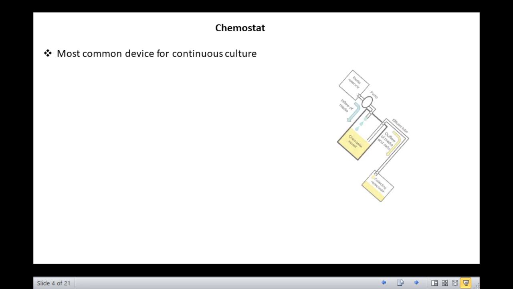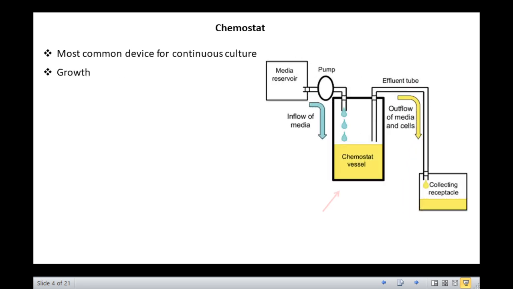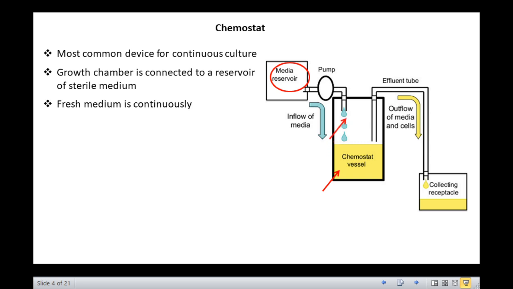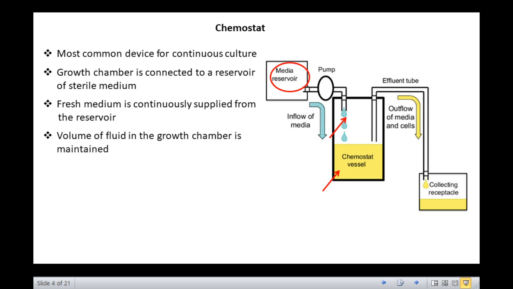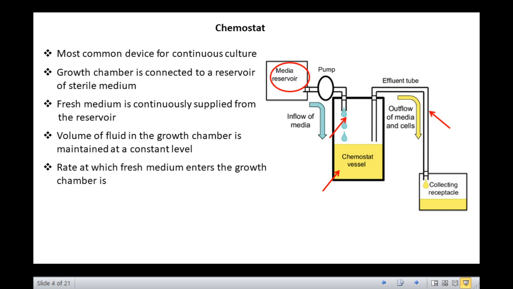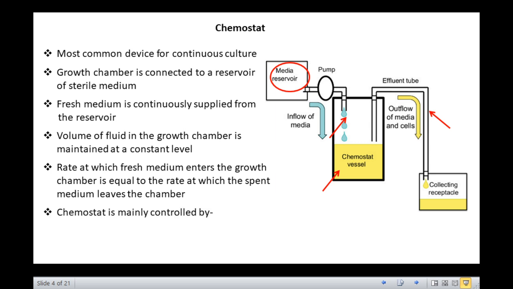As can be seen in this figure, in a chemostat, the growth chamber is connected to a reservoir of sterile medium. Once growth is initiated, fresh medium is continuously supplied from the reservoir. The volume of the fluid in the growth chamber is maintained at a constant level by an overflow drain. The rate at which fresh medium enters the growth chamber is equal to the rate at which the spent medium leaves the chamber. As stated above, the chemostat is mainly controlled by concentration of a limiting nutrient and dilution rate.